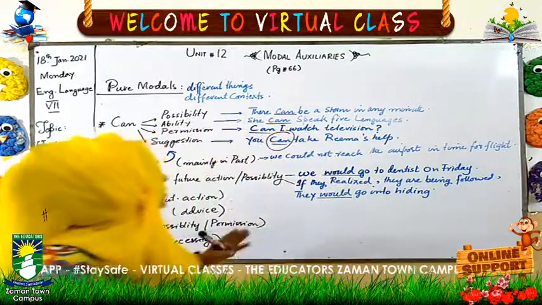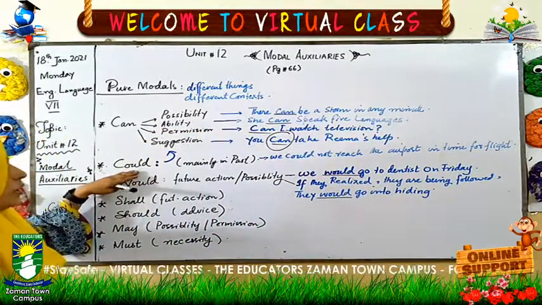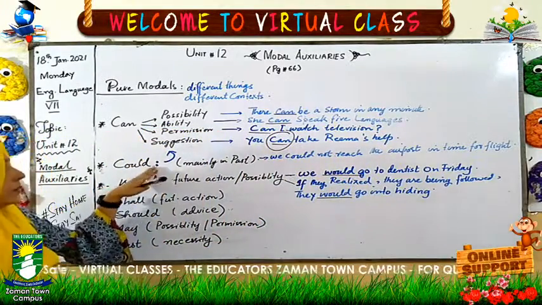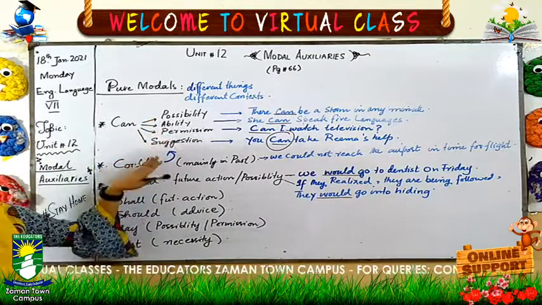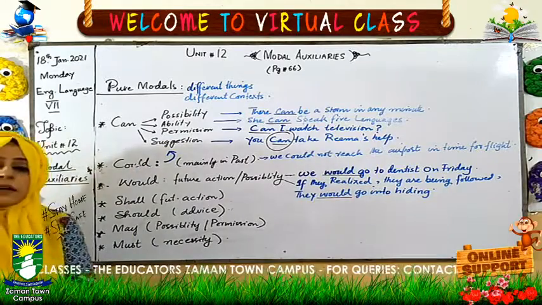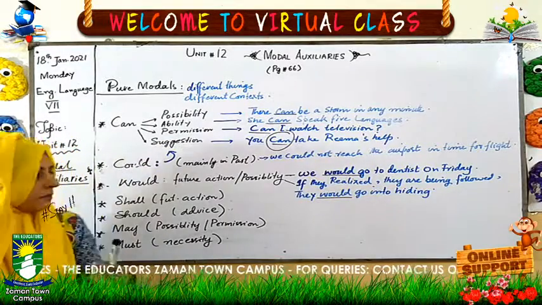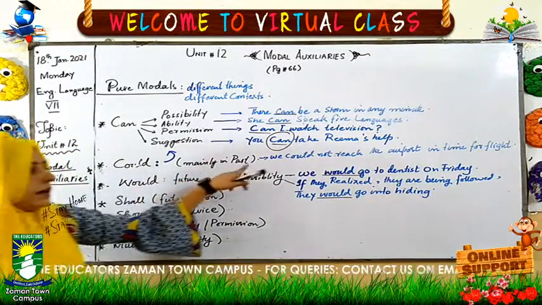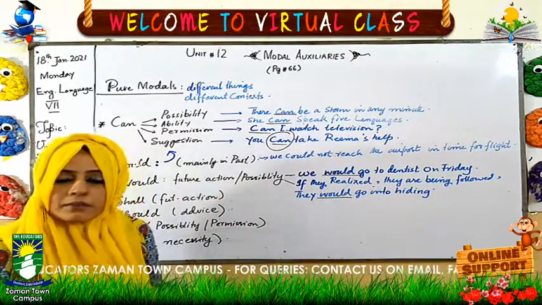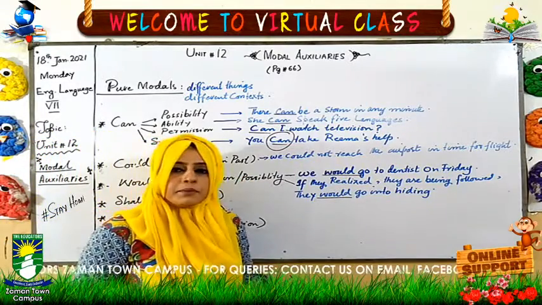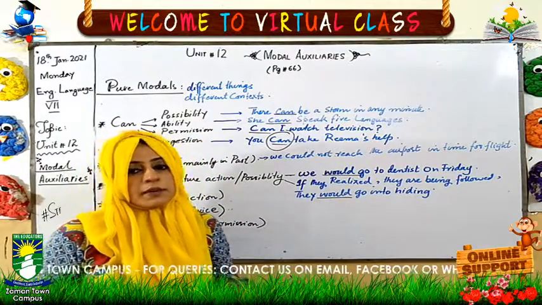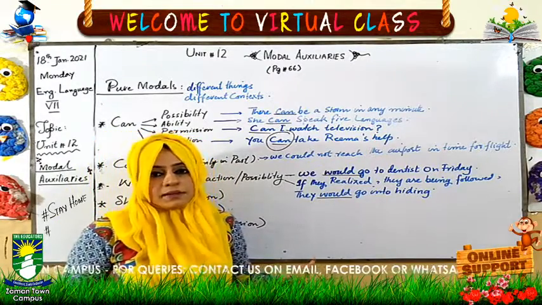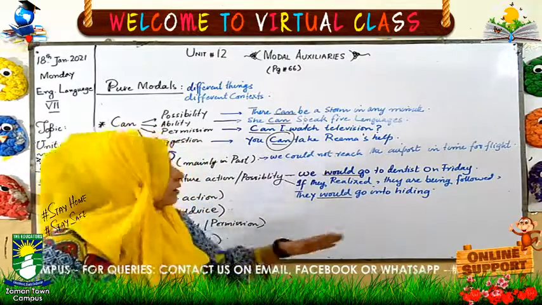Now the next modal auxiliary we have is could. The uses are the same: could can be used for possibility, ability, permission and suggestion. But it is mainly used in the past time, right? I am using one example here, and there are many in your book. Read the table appropriately, then you will have a clear idea of how to use it. It's not that we can use it only in the past tense. No, we have to use it according to the situation.